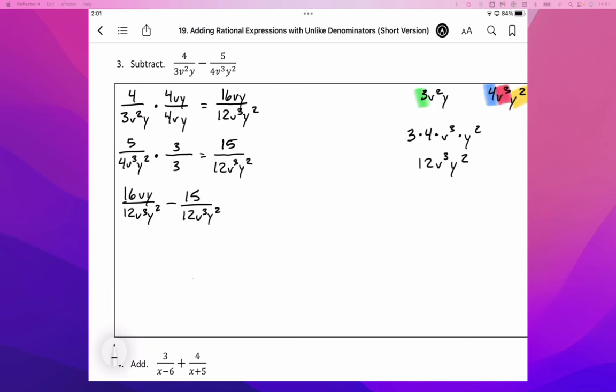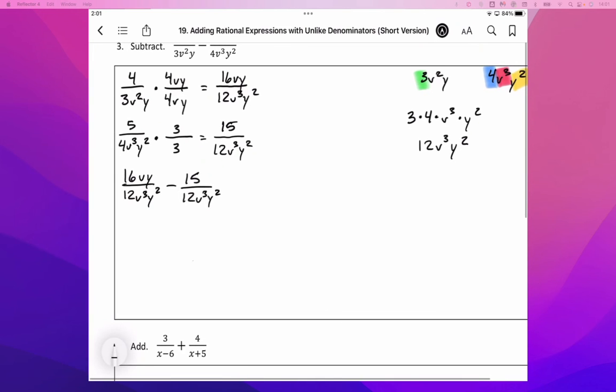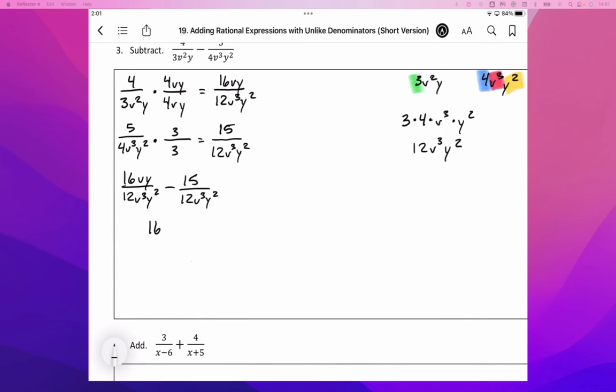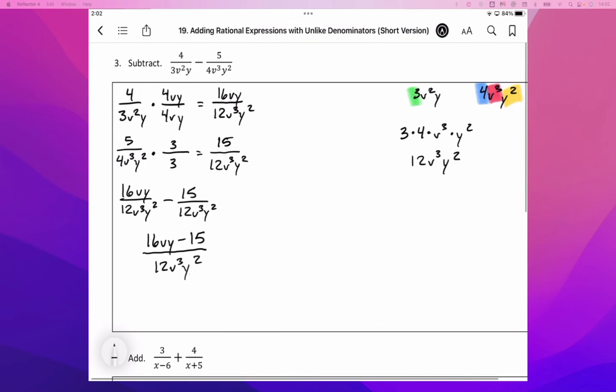And we can see that there's no like terms or anything because 16 has a vy on it and 15 doesn't. So we're just going to end up with 16vy minus 15 over our common denominator of 12v to the power of 3y squared. All right. That's going to be it for number 3.